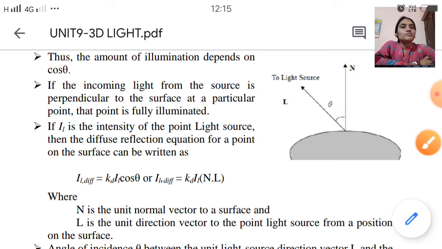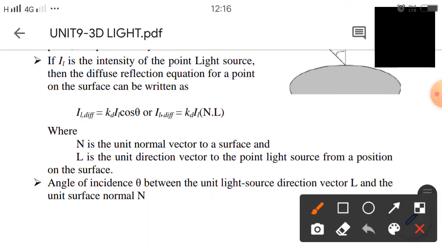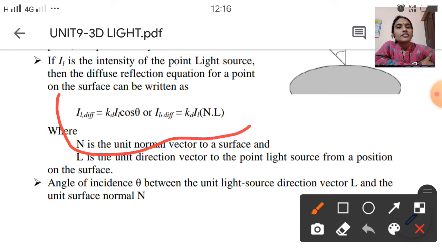Okay, so here, if the incoming light from the source is perpendicular to the surface at a particular point, then that point is fully illuminated. If IL is the intensity of the point light source, then the diffuse reflection equation for a point on the surface can be written as I diff L equals K D I L cos theta, or I L diff equals K D I L N dot L. All of you remember this equation for diffuse reflection.